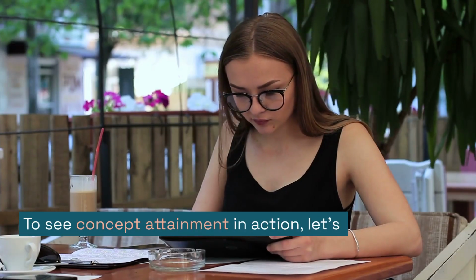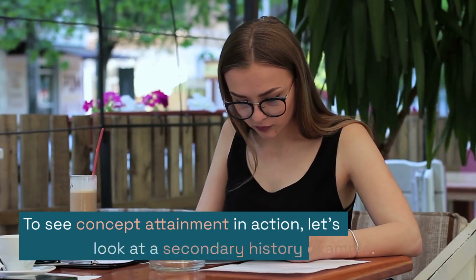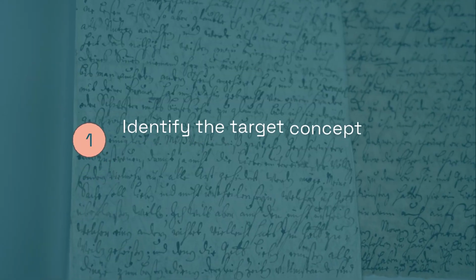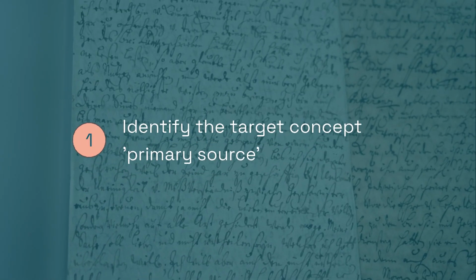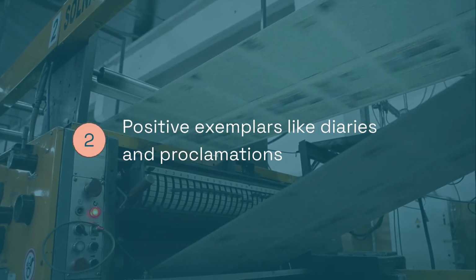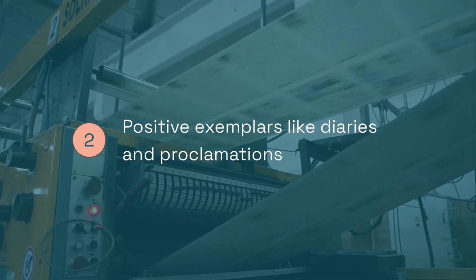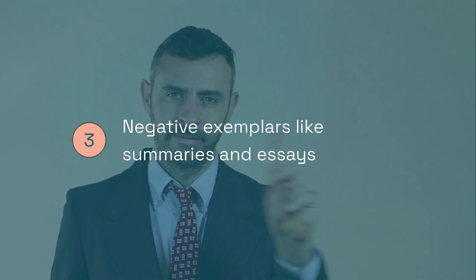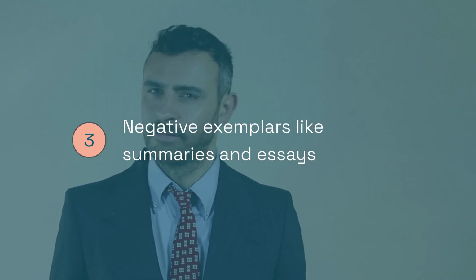To see concept attainment in action, let's look at a secondary history example. The target concept is primary source. Positive exemplars include diaries, government proclamations, and newspapers from the period. Negative exemplars could be textbook summaries or modern essays.